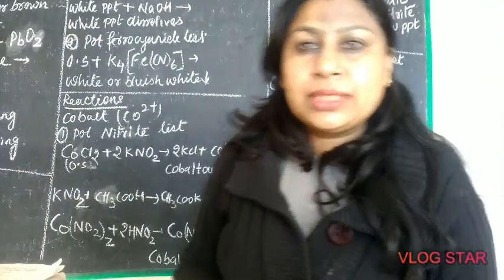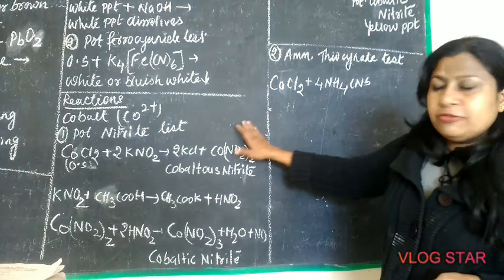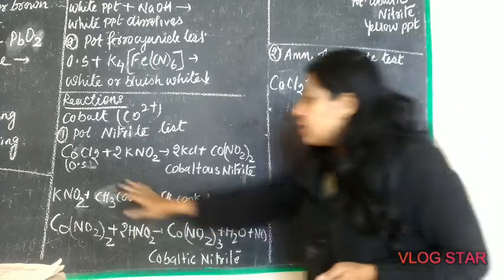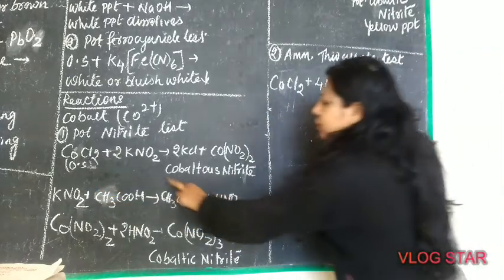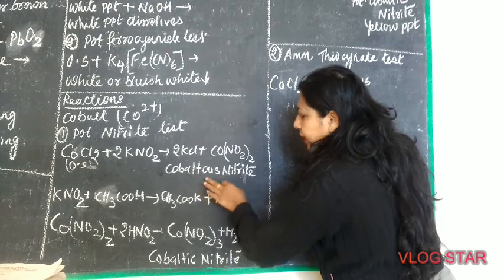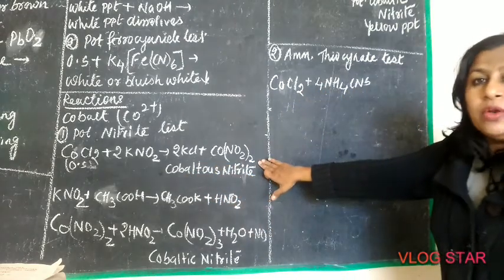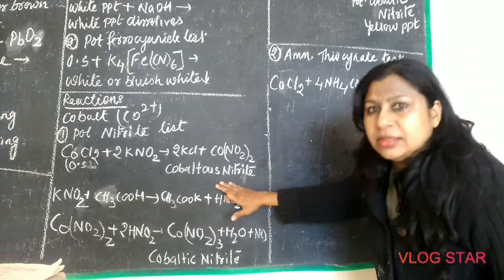Now children, we are going to see the reactions. So this is for cobalt, Co2+ positive. First is potassium nitrite test. That is to the original solution, that is CoCl2 plus 2KNO2 gives 2KCl plus Co(NO2)2. This is cobaltous nitrite.